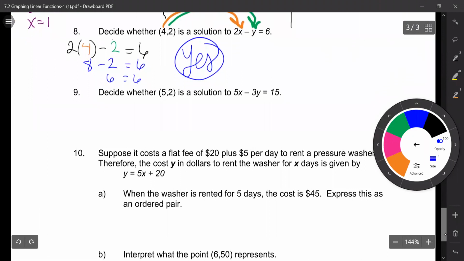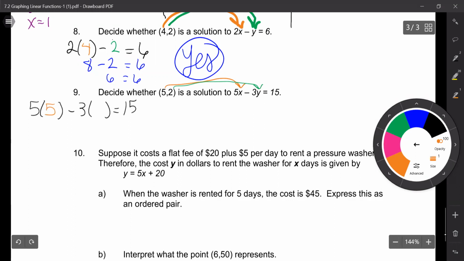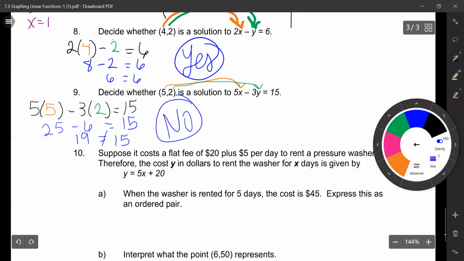And then number 9, decide whether 5, 2 is a solution to 5x minus 3y equals 15. So we need to plug 5 in for x and 2 in for y. So 5 times 5 minus 3 times 2 equals 15. So that's 25 minus 6 equals 15. So 25 minus 6 is 19, and 19 does not equal 15. So no, that's not a solution.